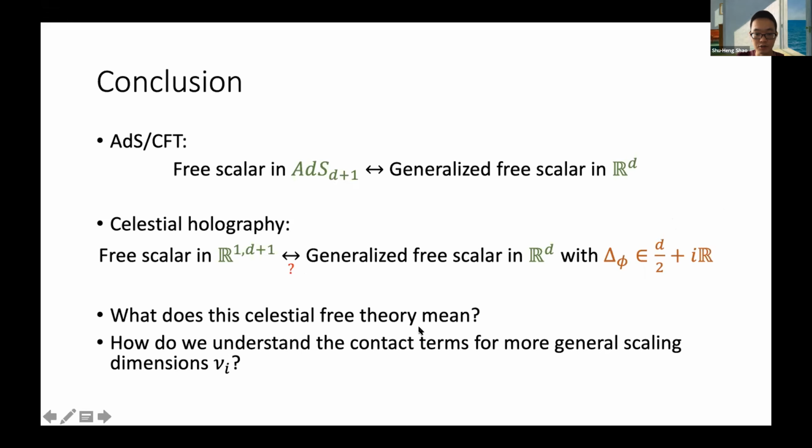What do we mean by a celestial free theory with delta phi chosen to be in this range? It's somewhat reminiscent of Liouville theory, but of course they're different in many aspects. And also it will be important to understand the contact terms that will appear for more general choices. But in any case, the disconnected amplitude is the leading order amplitude for many scattering amplitudes, and it's perhaps worthwhile to understand the celestial dual of this contribution. Okay, that's it. Thank you.